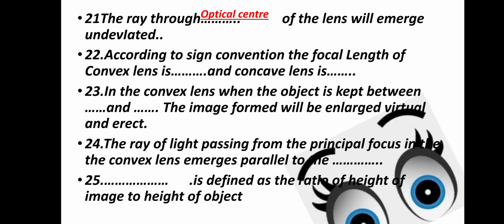According to sign convention, the left hand side of the lens is taken negative and the right hand side of the lens is taken positive. And when we talk about the principal axis, what will be the sign convention?